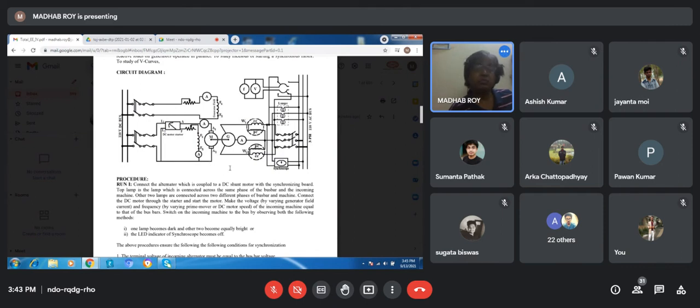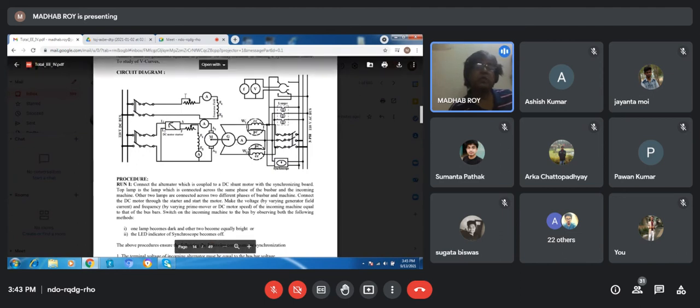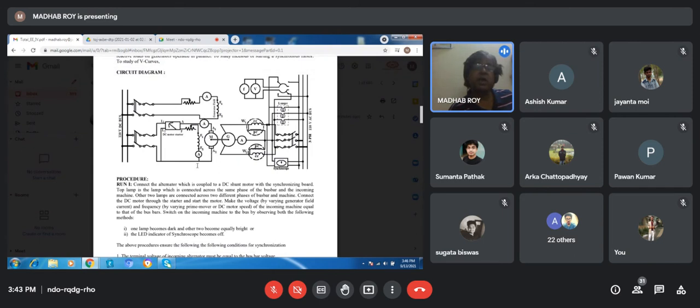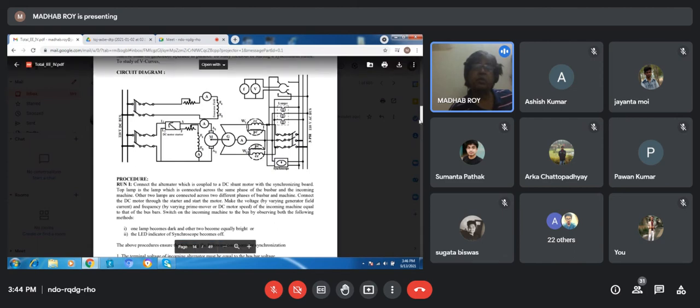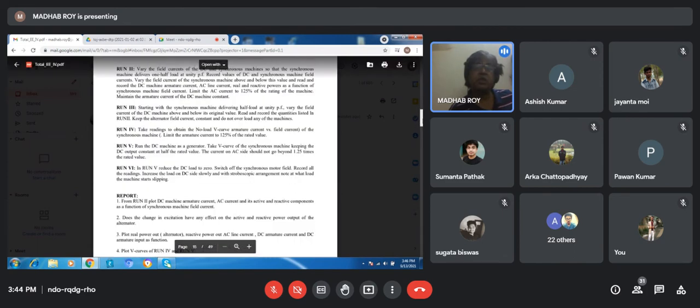Now this synchronous generator acts as a motor, and again we will go for unity power factor. That means the two wattmeters will read equal, and it will be half load. I have already told you, so the generator will deliver that amount of reading only for the half load of the motor. So this is called the synchronous motor operation.